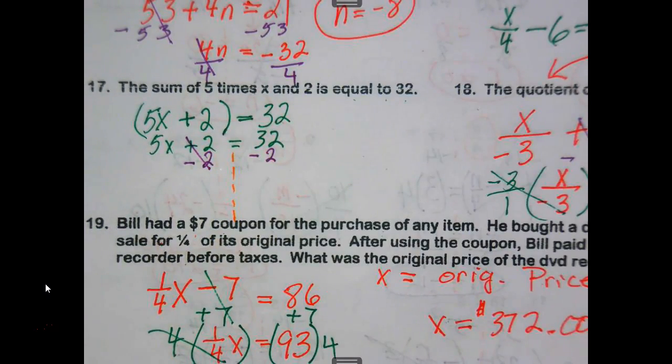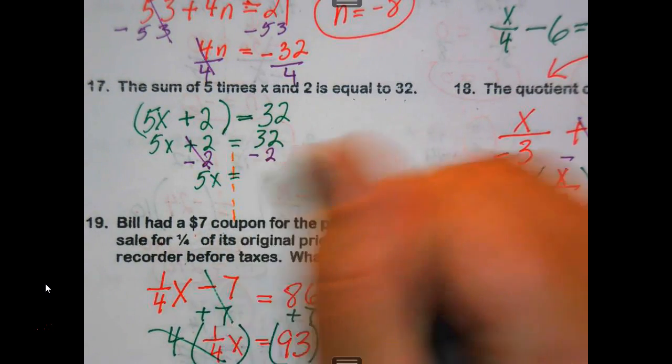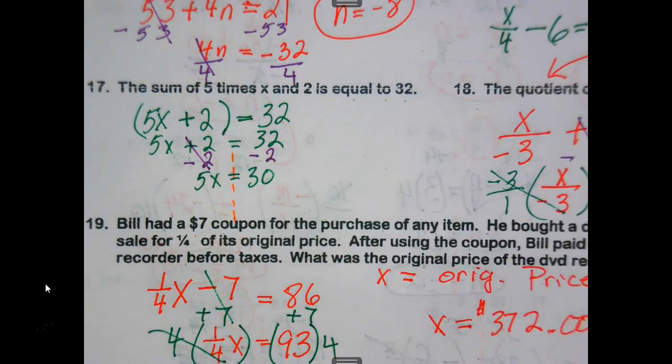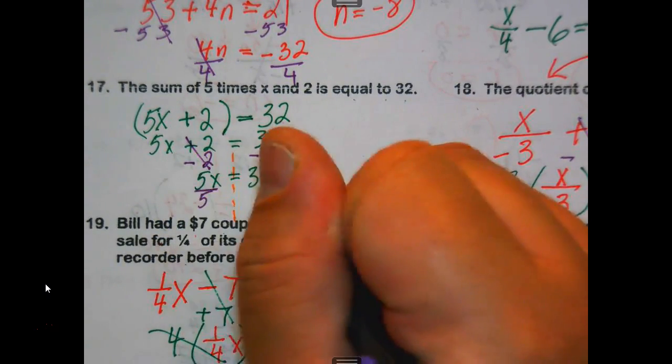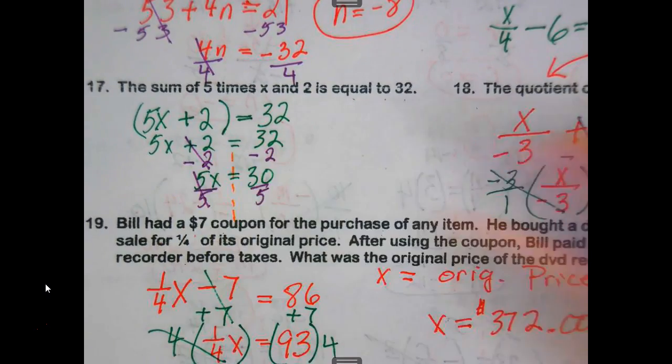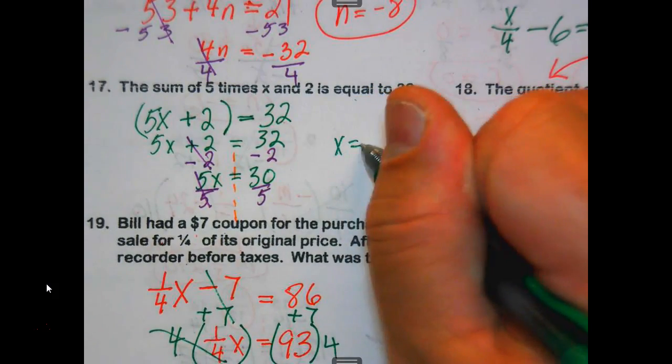Okay, subtract 2 from both sides. I get 30. Divide by the coefficient 5. And I get x equals 6.